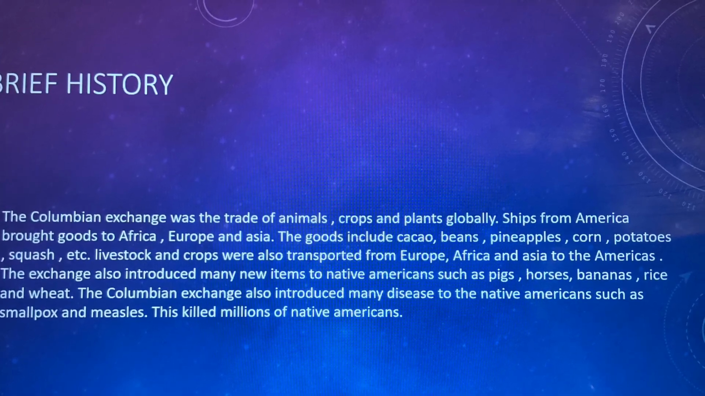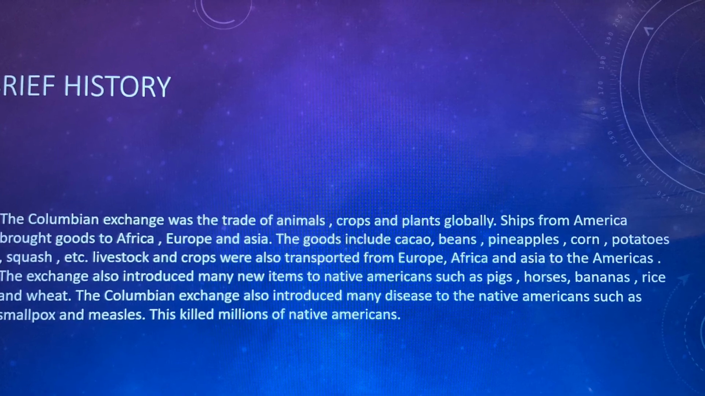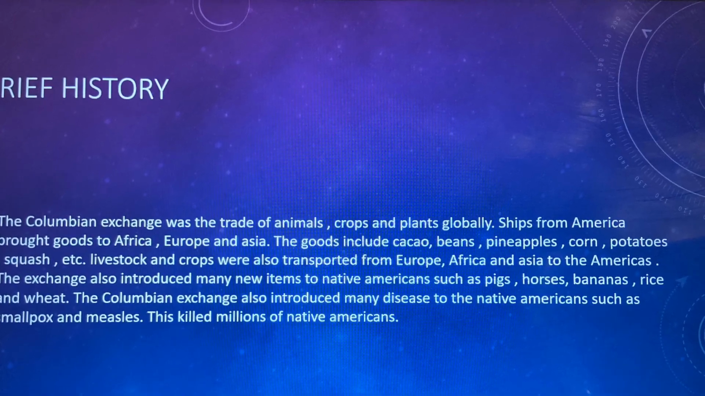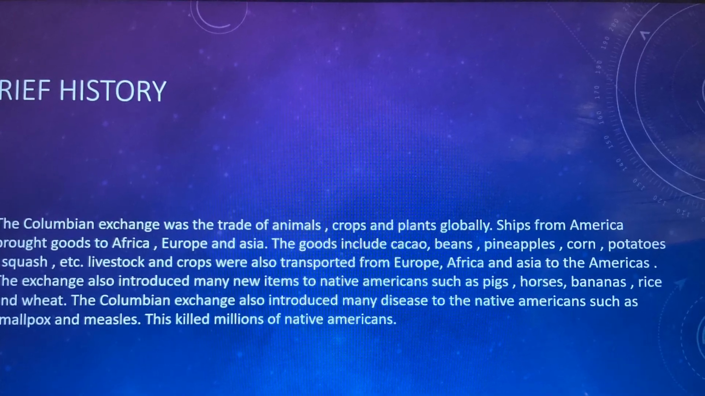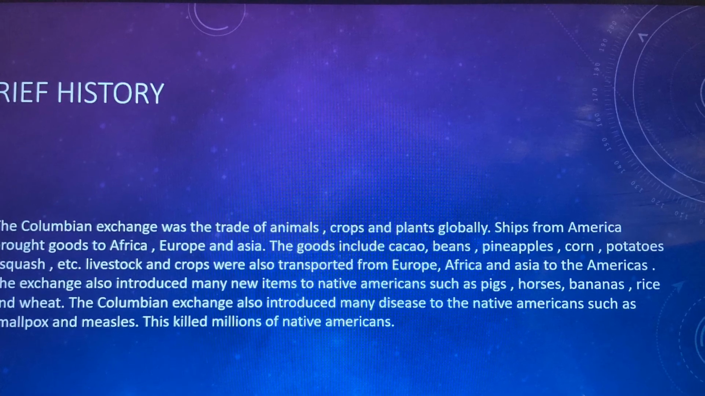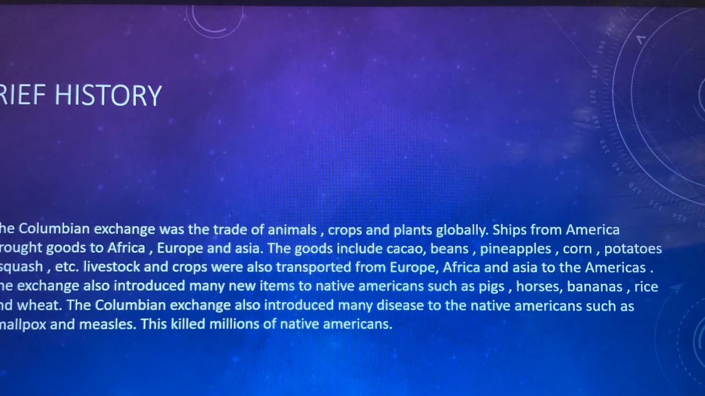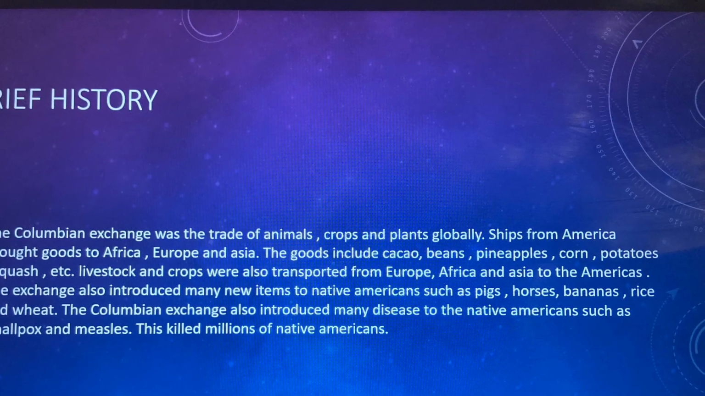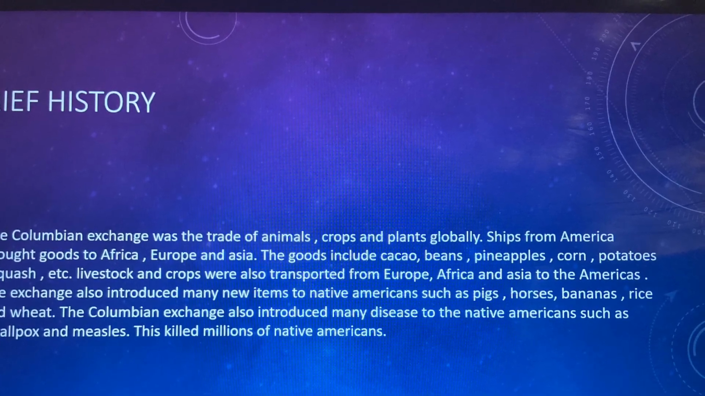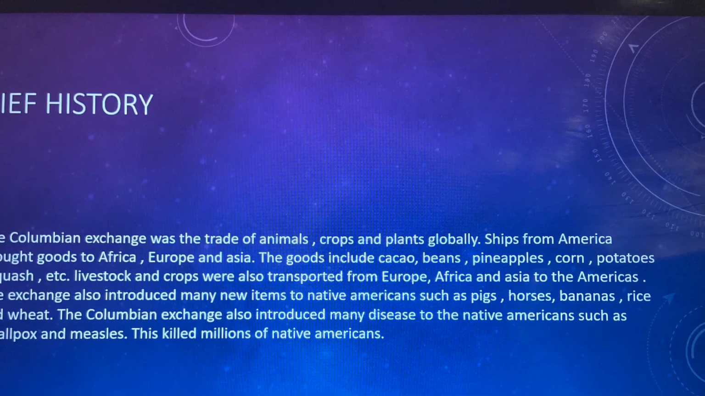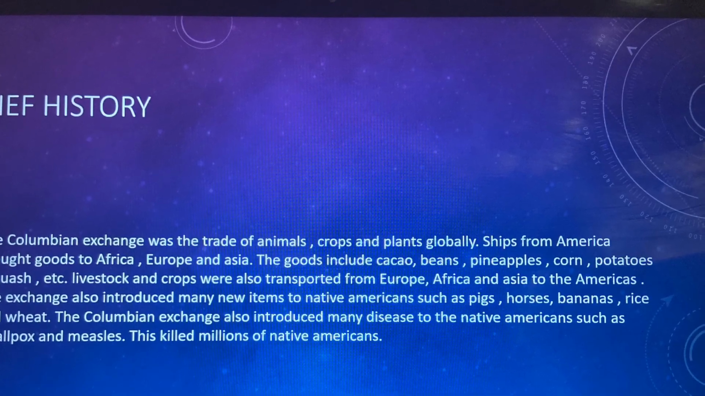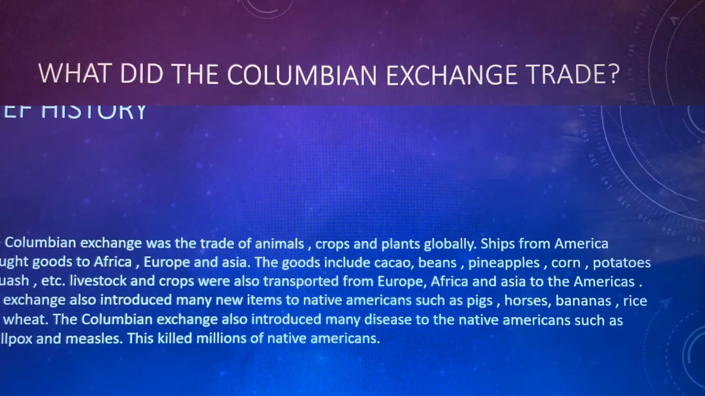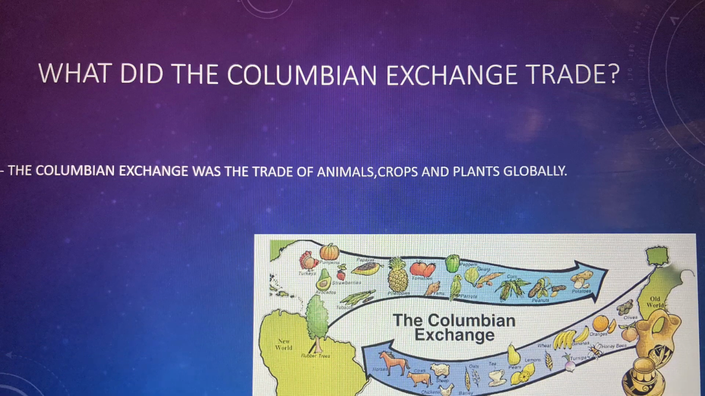The exchange also introduced many new items to Native Americans, such as pigs, horses, bananas, rice, and wheat. The Columbian Exchange also introduced many diseases to the Native Americans, such as smallpox and measles. This killed millions of Native Americans.